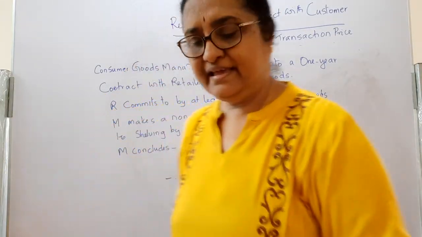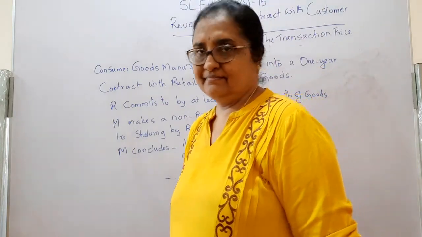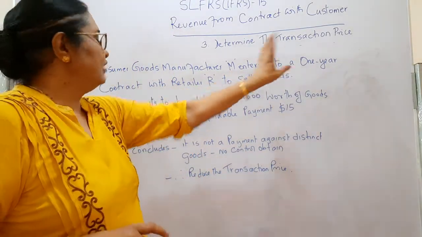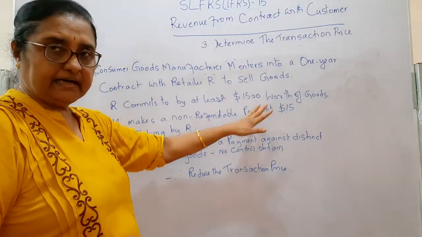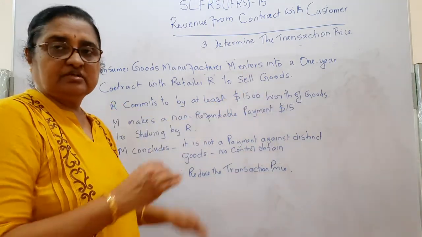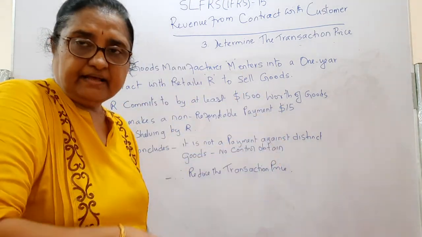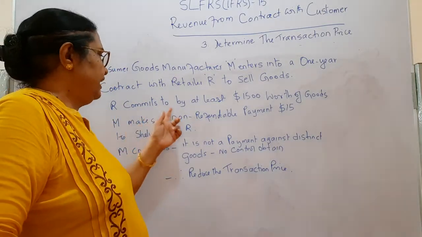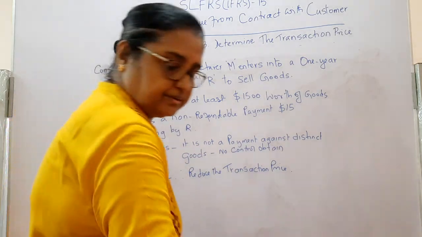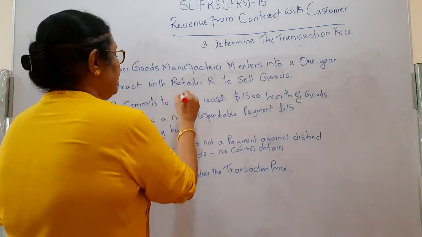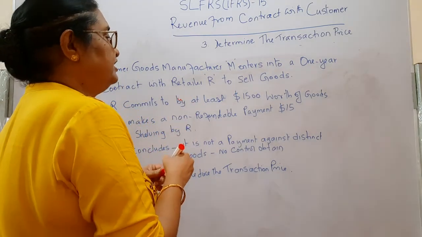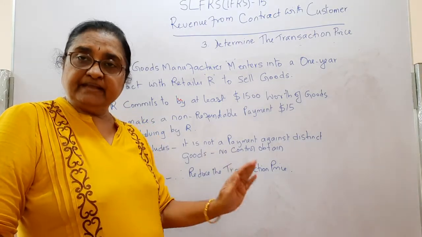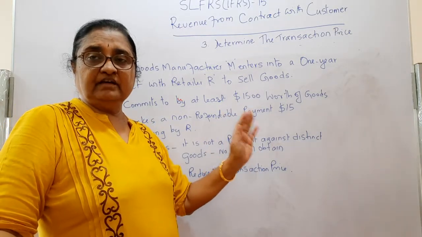Okay, now we will see a small example. Consumer goods manufacturer M enters into a 1-year contract with retailer R to sell the goods. He is going to sell the goods to the retailer R for 1 year. The retailer R commits to buy at least $1,500 worth of goods. So he is promising, okay, within this 1 year, I will buy minimum $1,500 worth of goods from you.